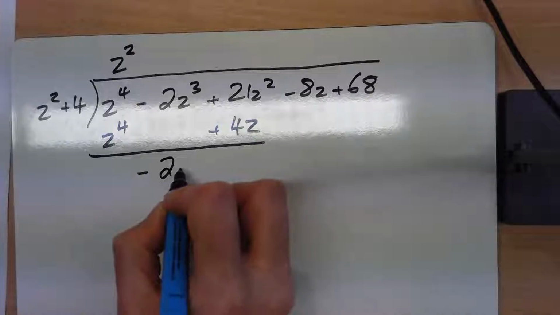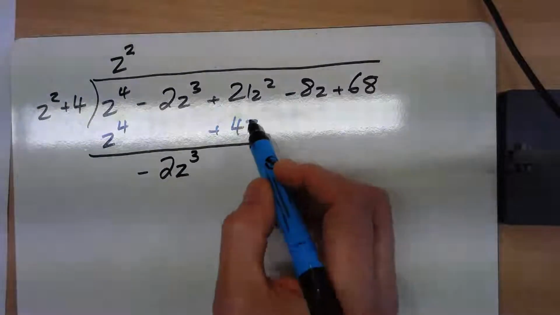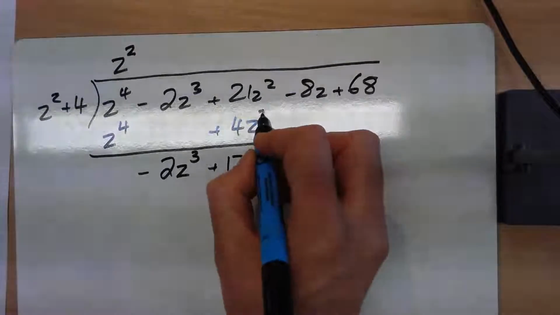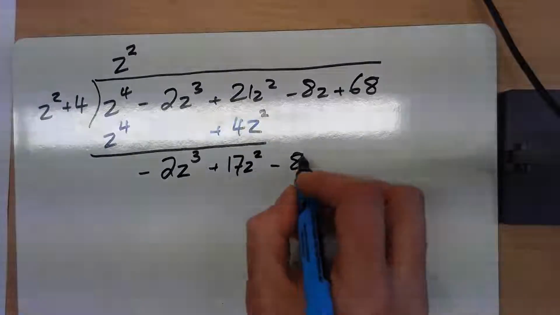We've got minus 2z cubed, and that take away that makes 17. That should be a squared there, shouldn't it? 17z squared. Let's bring down the next bit as well.